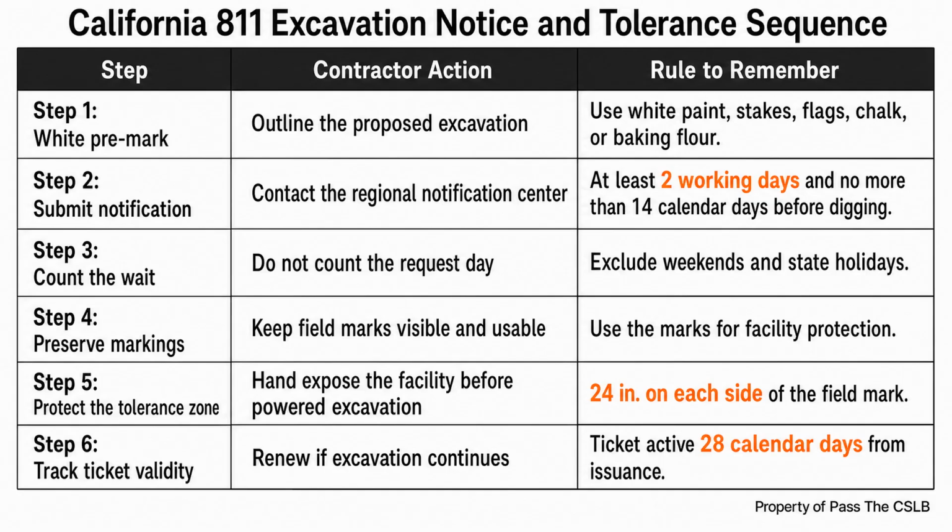The immediate consequence of skipping that step is that the machine is working where the law expects careful exposure, and the possible consequences include a damaged facility, service interruption, emergency response, injury, delay, and financial liability. The memory connection is straightforward. White shows where I plan to dig. Utility colors show what may already be there. 24 inches on each side is the protected zone. Hand exposure comes before powered excavation in that zone.